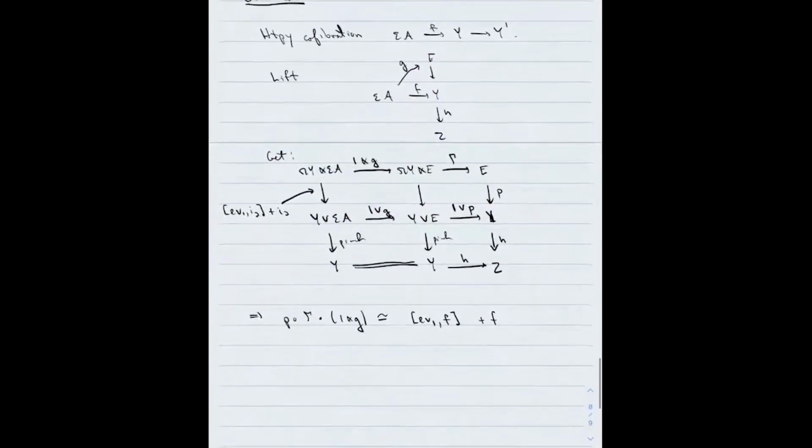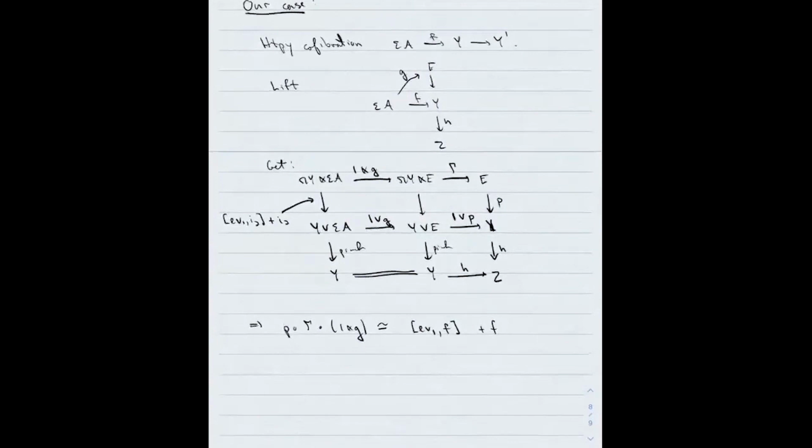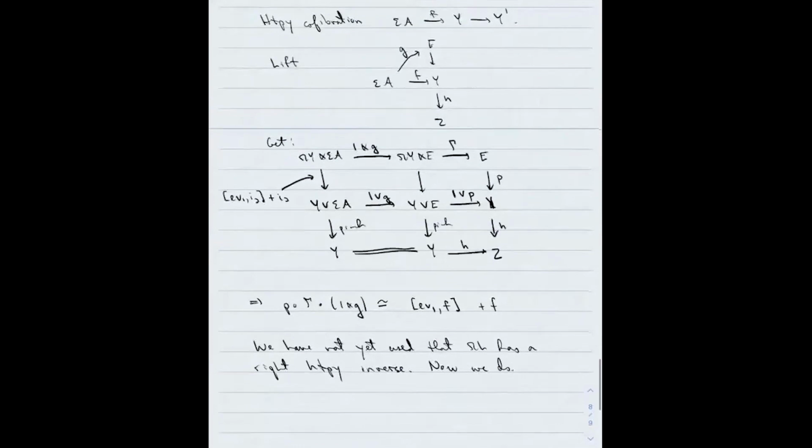Okay. Now, so far, we have not yet used that we're going to assume that loop H has a right homotopy inverse. So now we do. Right, so this map gamma, just for generic reasons, has something to do with Whitehead products. Okay, and now we'll adjust it by assuming that loop H has a right homotopy inverse.